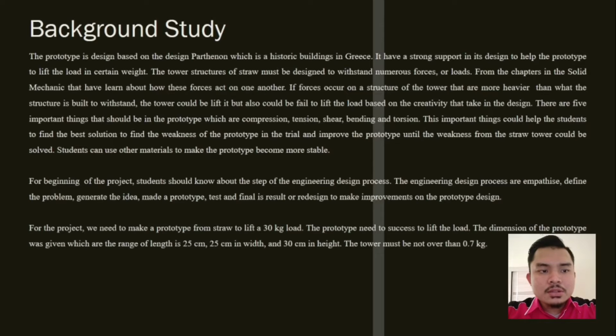At the beginning of the project, students should know the steps of the engineering design process. They are empathize, define the problem, generate ideas, make a prototype, test, and finally result or redesign to make improvements on the prototype design. For the project, we need to make a prototype from straw to lift a 30 kilogram load. The prototype needs to succeed in lifting the load.